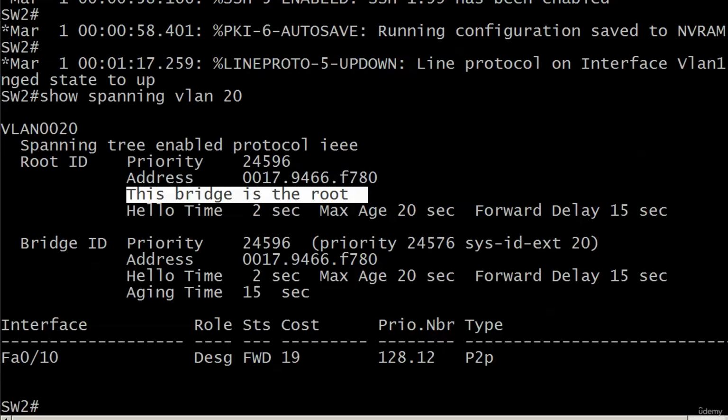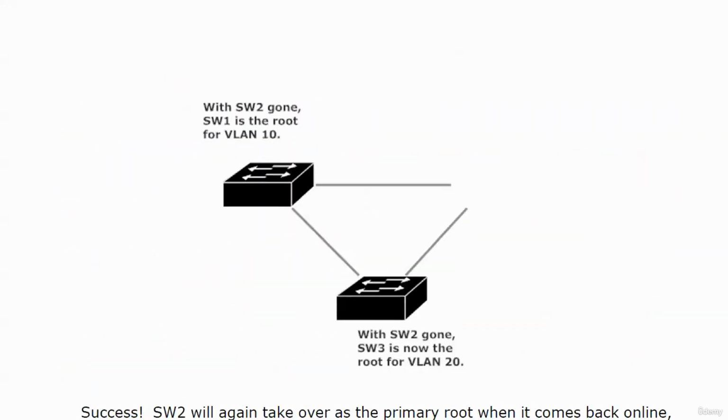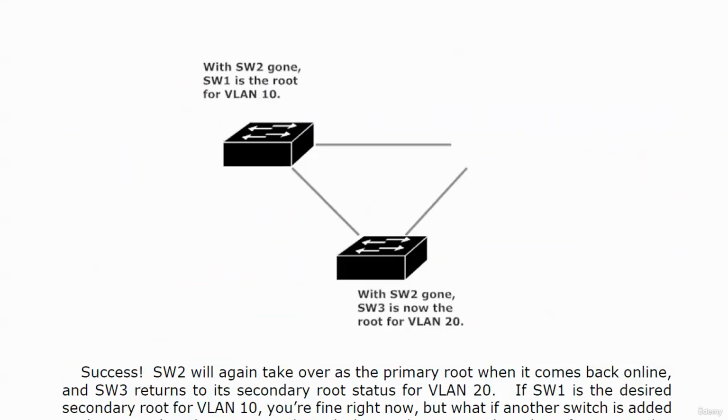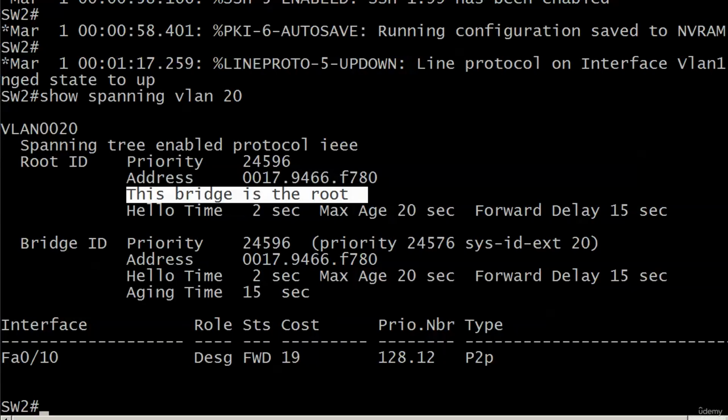So now at this point, what we'd like to do is have switch 3, let's see, that's what I want right there. When switch 2 is gone again, I want switch 1 to once again become the root for VLAN 10, but then I want switch 3 to be the root for VLAN 20. So what I need to do there is use my secondary command.